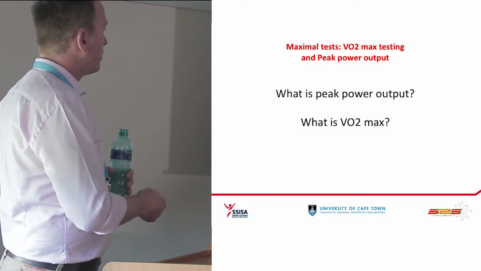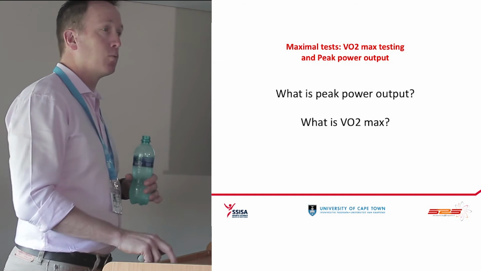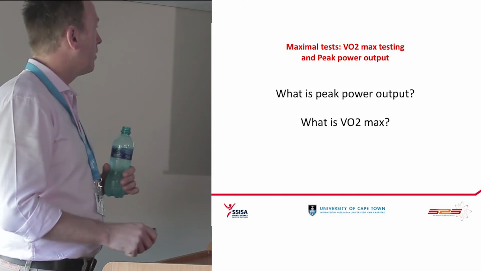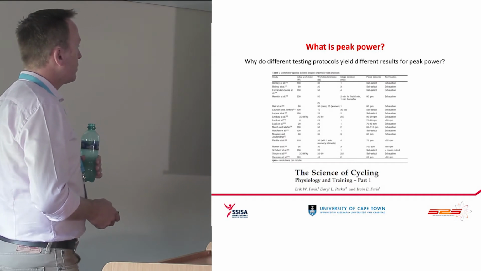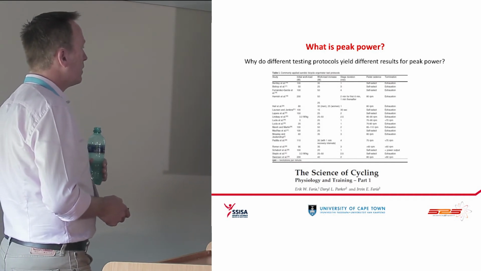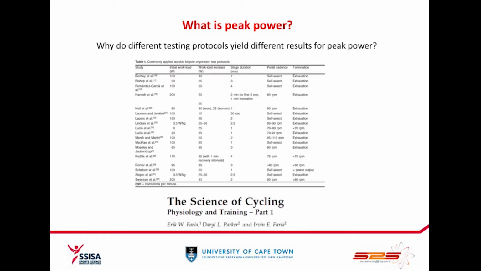Maybe one that's easier to define in old school terms is VO2 max. What is VO2 max? But let's delve a little bit more deeply into that. This is from Eric Faria. He wrote a very good set of review papers way back in 2005. So very, very old, but still 2 excellent review papers. If you want to get up to speed with cycling physiology, they're called The Science of Cycling, Part 1 and Part 2.